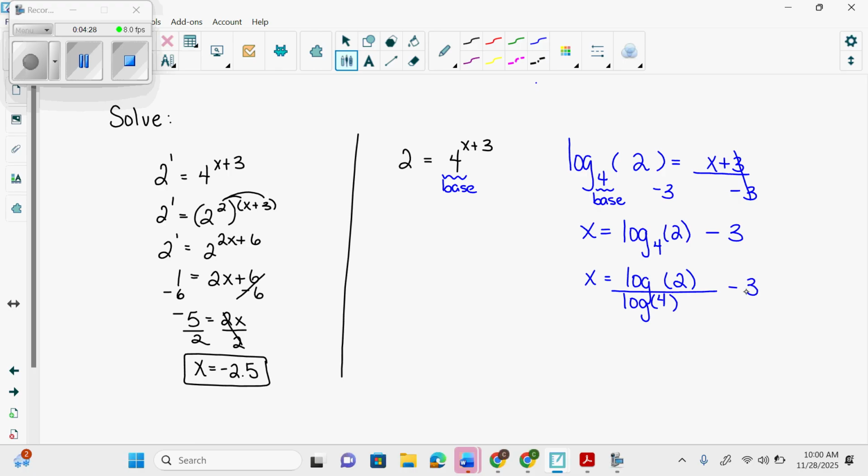So go log 2, log is along the left-hand side. It's above the on button by a couple. So you're going to go log 2, close bracket, divided by log 4, close bracket, enter. Get some sort of number, minus 3, enter. And what do you get? You should get negative 2.5, same answer.